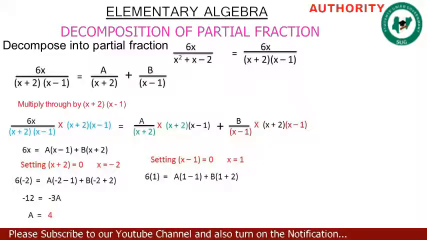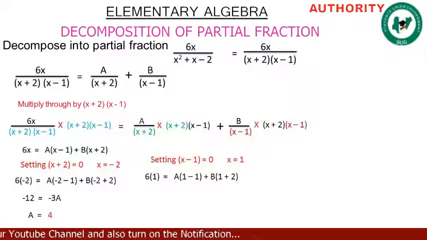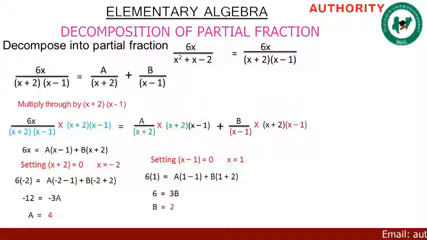Anywhere we see x, we'll replace it with 1. That means we're going to have 6(1) equal to A(1 - 1) + B(1 + 2). Now on the A side, 1 - 1 is going to give you 0. 0 times A is 0. So on the B side, 1 + 2 is equal to 3. 3 times B is 3B. So on the right-hand side we have 0 + 3B.